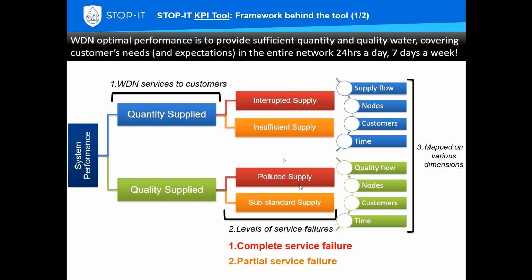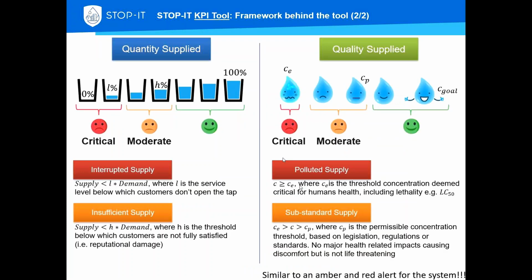Based on those levels, the users, in other words, the utilities, can assess the performance of their network under different scenarios and, in fact, map the results on various dimensions. For example, based on those I mentioned, the users might check which parts of the network and how many customers are affected and for how long. Now, one of the primary advantages of this framework, apart from giving detailed insights to the system performance, is that all service levels can be defined by the users. This means that the service levels can be adapted to any user needs and to be applied to any site or network. For example, one case might have a different service level below which customers do not open their tap, or to have different thresholds below which customers are not fully satisfied, causing, in other words, some reputational damage to the utility.